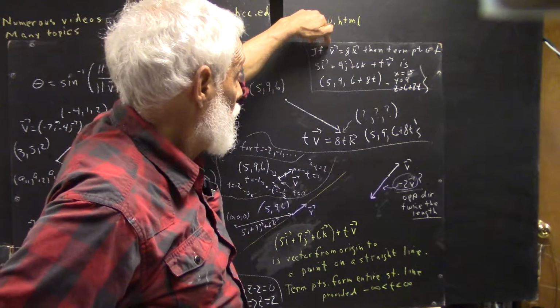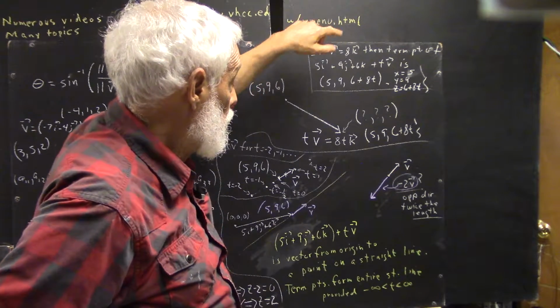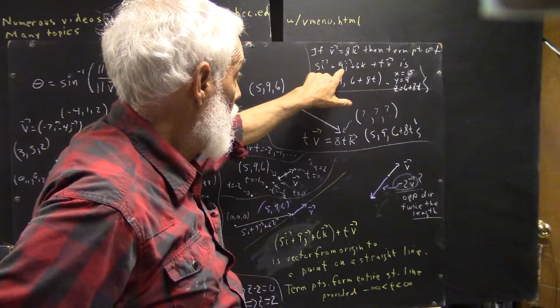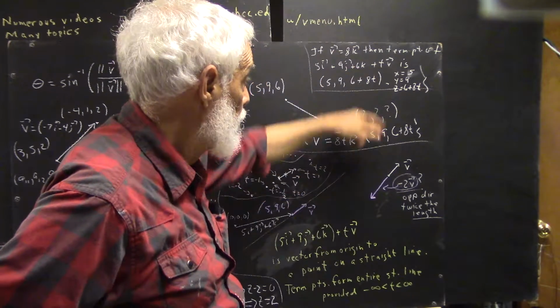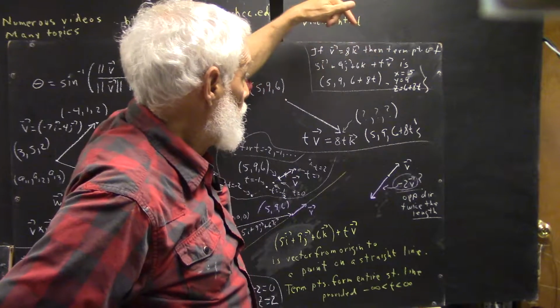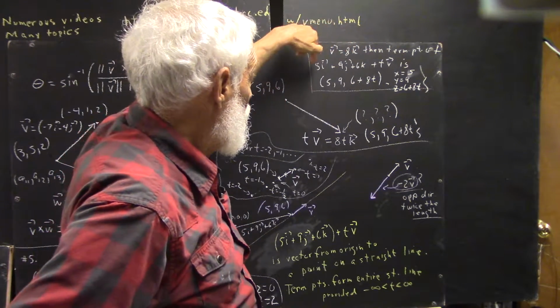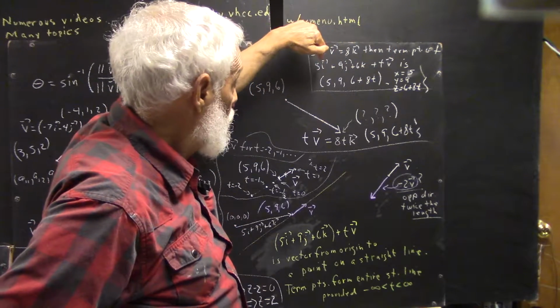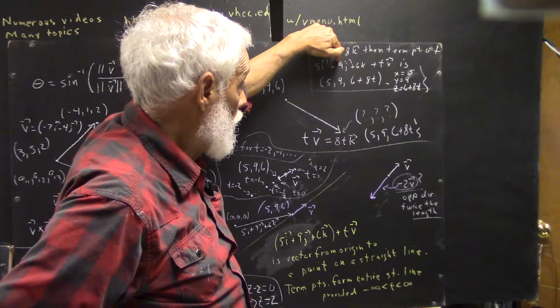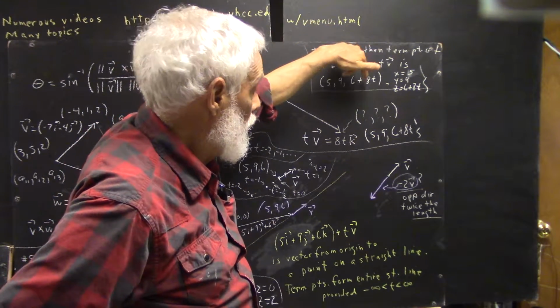Okay, well, the terminal point is, well, v is 8k in this case. Then the terminal point is what? It's 5i plus 9j plus 6k, this vector, plus tv. Your terminal point of this vector is clearly going to have x coordinate 5, y coordinate 9, and the z coordinate is going to be 6 plus 8t.